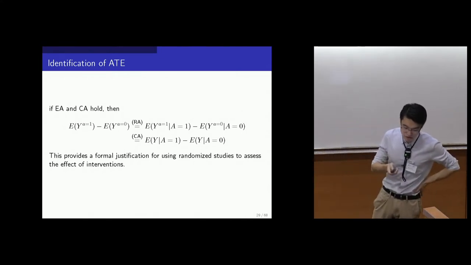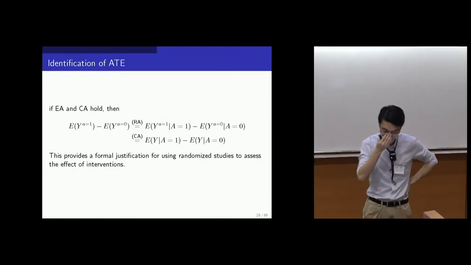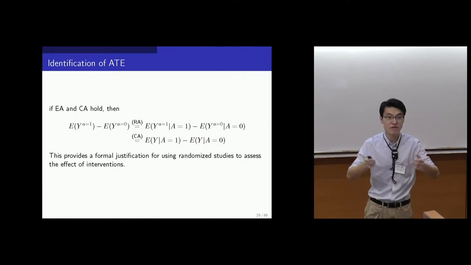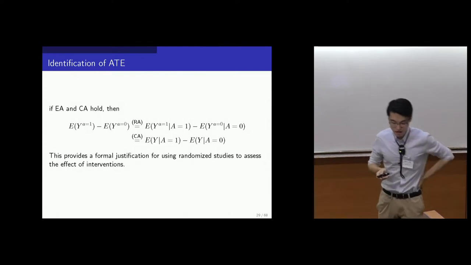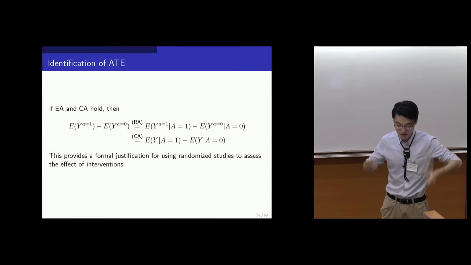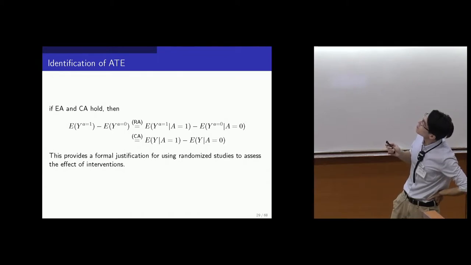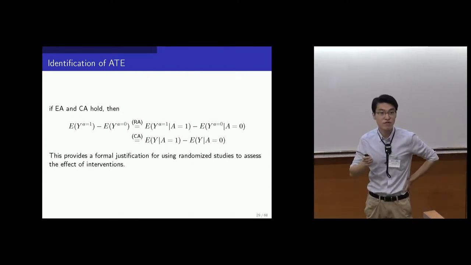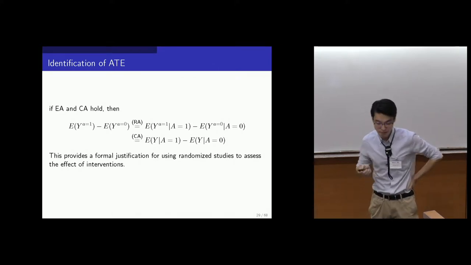now that we have these two assumptions, of course we motivated these assumptions from a finite population example, and we jump right back to assuming we have an infinite population. So if the exchangeability and consistency assumptions hold, then, okay, so this is the causal effect that we are interested in estimating, right, for everyone, for a certain population.